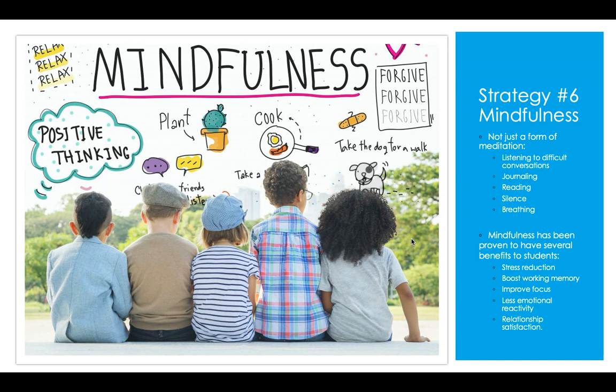So, strategy number 6, mindfulness, not just a form of meditation, right? So, when people hear mindfulness, they think, oh, you meditate. But of course, that's not all that's involved. Mindfulness can come in many different forms, such as listening to difficult conversations, right? Journaling, reading, taking a moment of silence, or even breathing. These are all things that have been shown to help center oneself and help understand emotions.